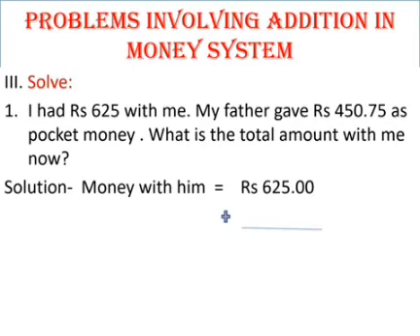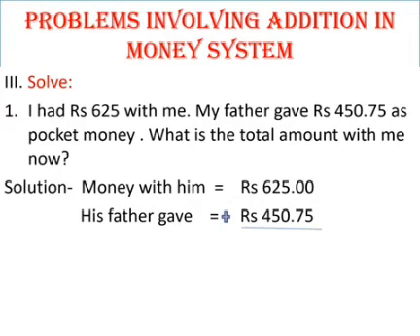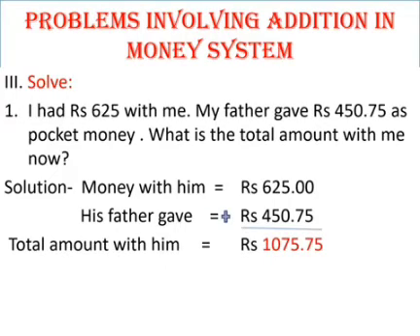First thing is you need to frame the statements. Money with me is 625. His father gave rupees 450.75. Put the plus sign and let us total it. 0 plus 5 is 5. 0 plus 7 is 7. Place the decimal point as it is. 5 plus 0 is 5. 2 plus 5 is 7. 6 plus 4 is 10. So total amount with him is rupees 1075.75 or 1075 rupees and 75 paise.